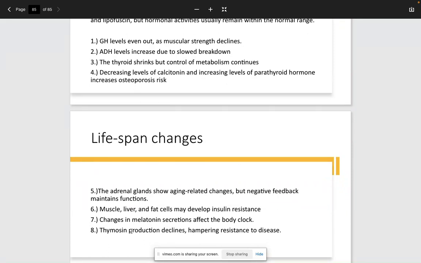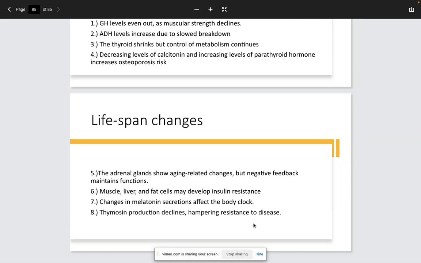Like I said before, thymosin production declines. Remember, thymosins are produced where? The thymus. Makes sense. Changes in melatonin secretion affect the body clock. This is a big one. If you think about sleep, the elderly are going to be more prone to wake up early and go to sleep early. They will wake up around 4 or 5 a.m. They don't really require much sleep to function as much.